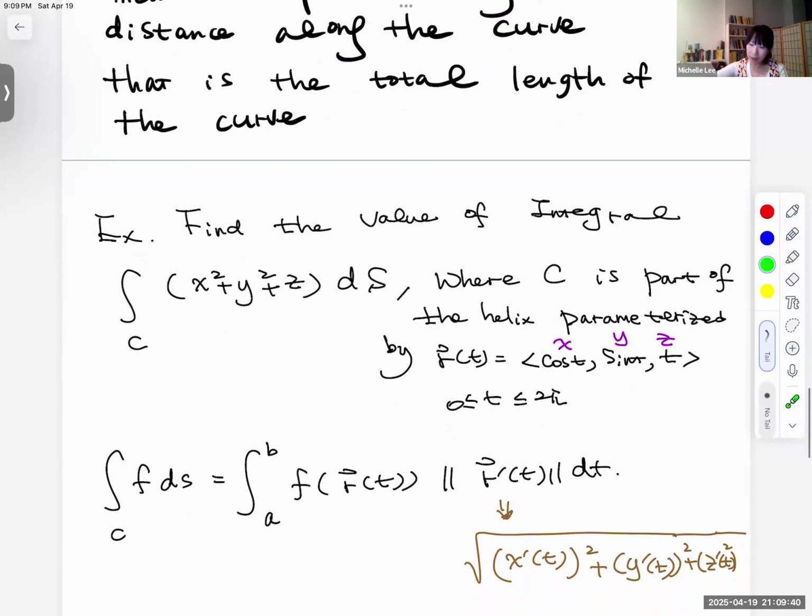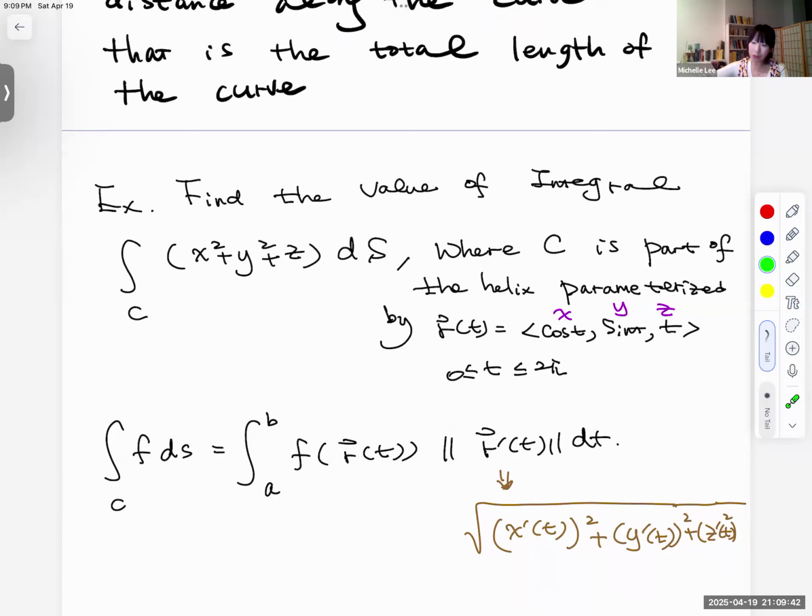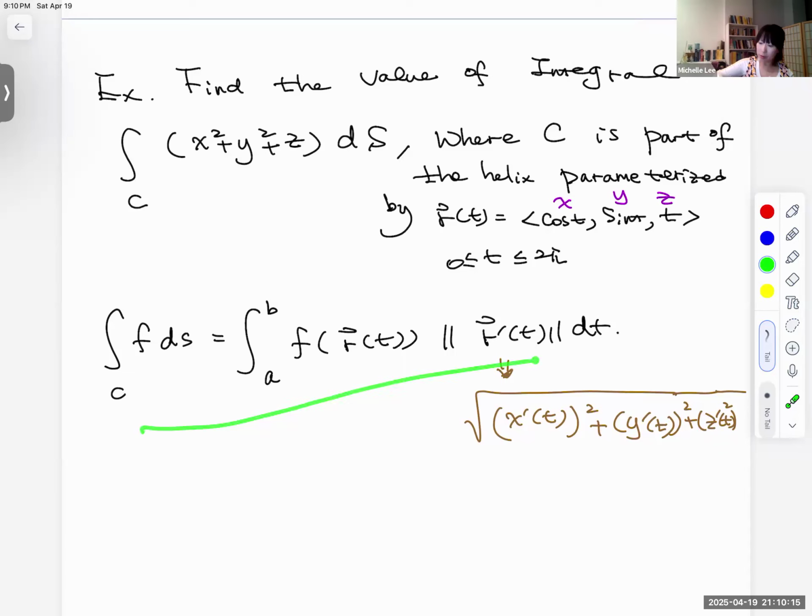All right, so find the value of the integral of this function ds, where the curve is part of a helix, parameterized by r of t equal to cosine t, sine t, t, where t is between 0 and 2 pi. Let's see, using the formula. So I wrote down the formula here.